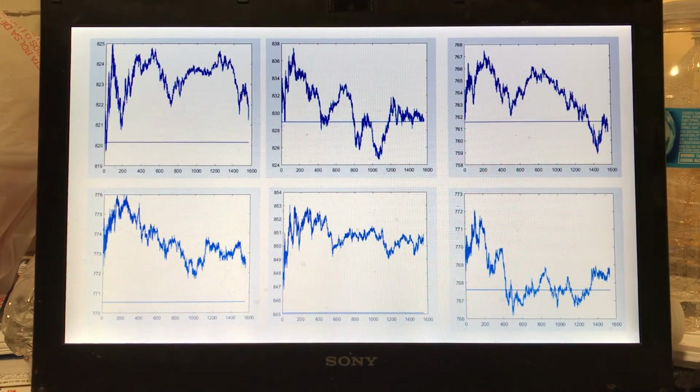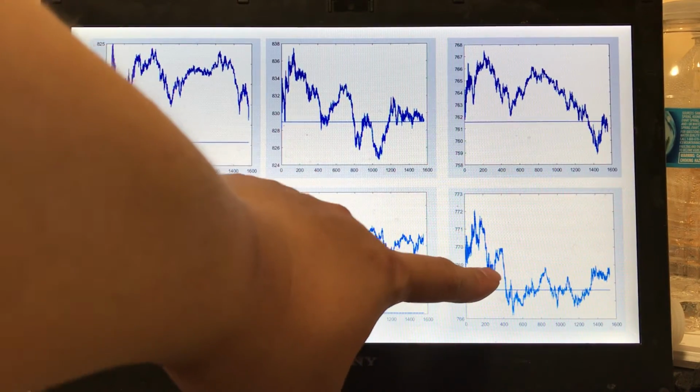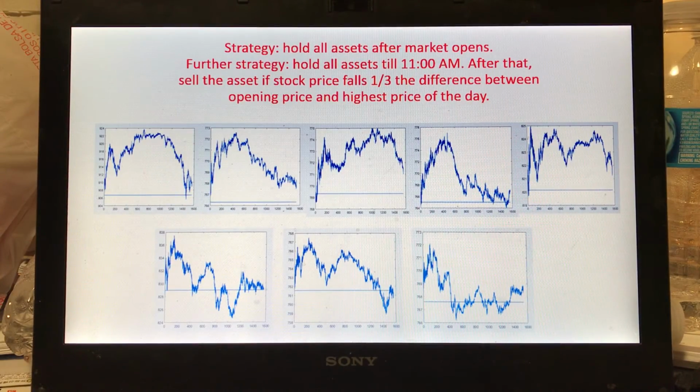And for this, the trend is even stronger. So I might consider selling most of my asset at this time. So our strategy for this case shall be simpler than our previous cases, as there are not many things we can do. The strategy shall be just holding all the assets after market opens. This is the first thing we need to do after the market opens.